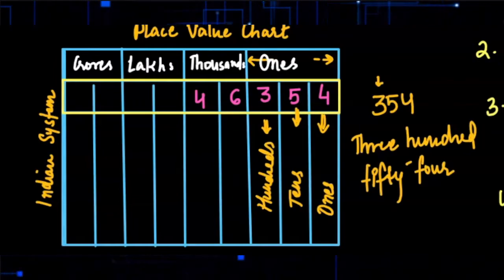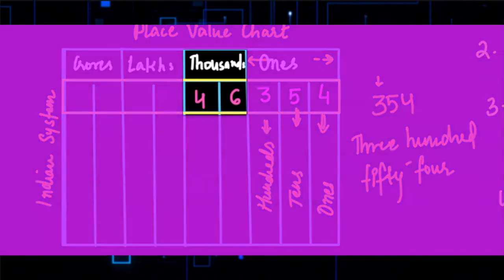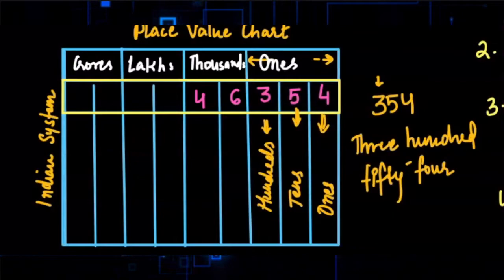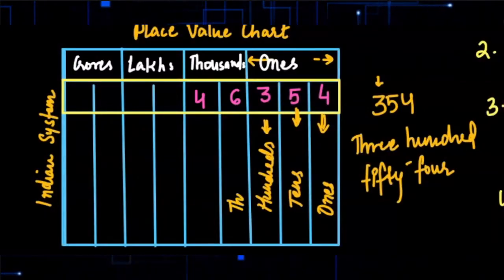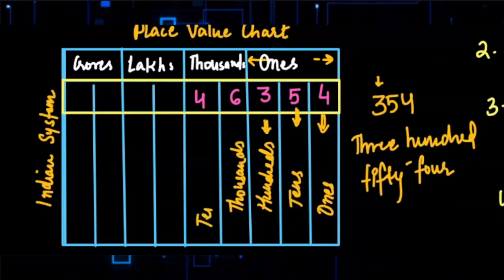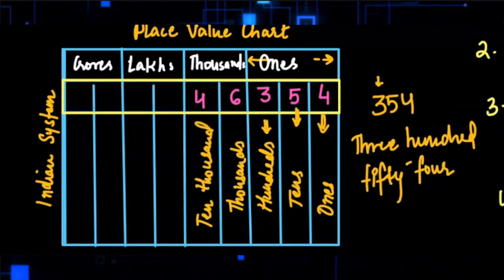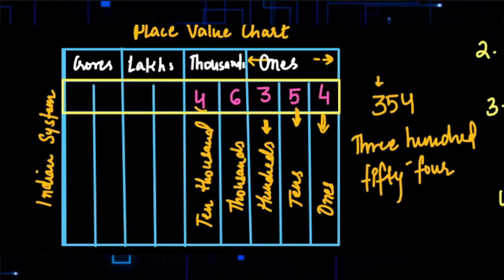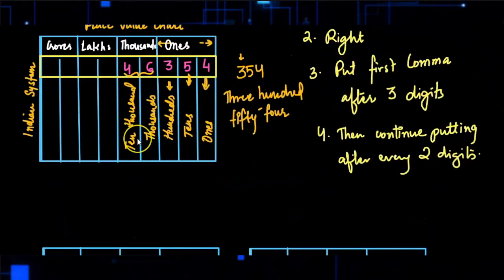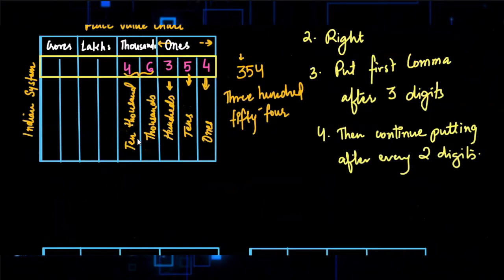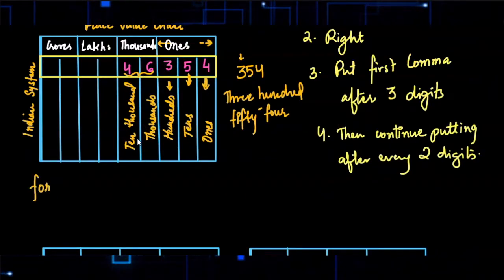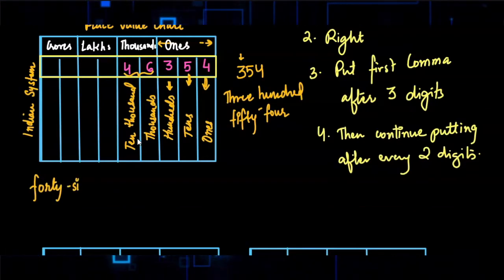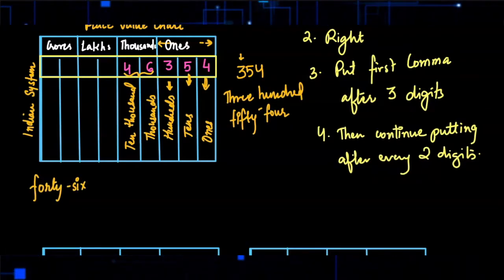But we have a 5-digit number. So 4 and 6 come. These are the 2 digits which come under thousands place. So 6 comes under thousands place and 4 comes under 10,000 place. Now how will we read it? It will be 46,354. So we have 46 in thousands place, so the name of this number will be 46 and the place is thousand.